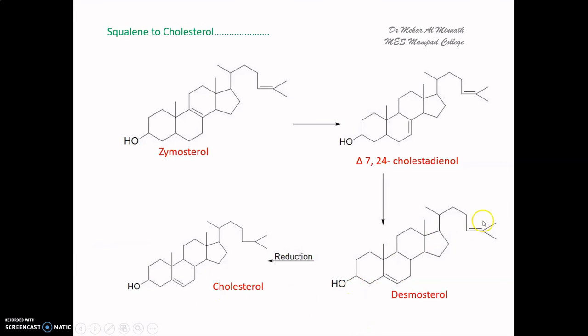Now reduction happens over here, the double bond on the side chain at carbon 17 is lost. So you can see here the double bond is lost. So it undergoes reduction and we get cholesterol.